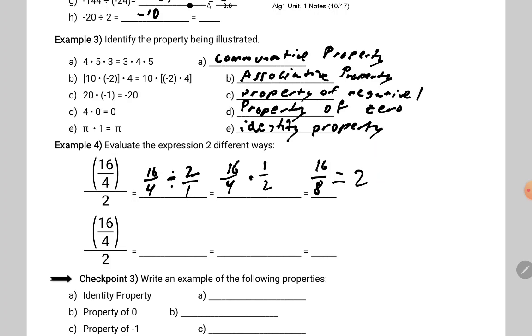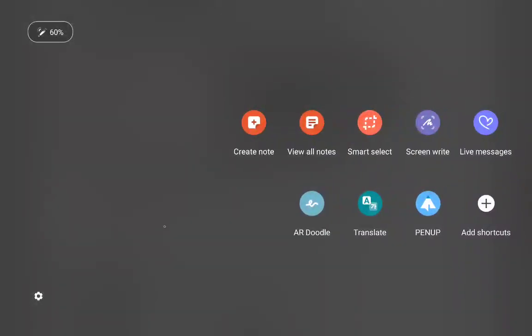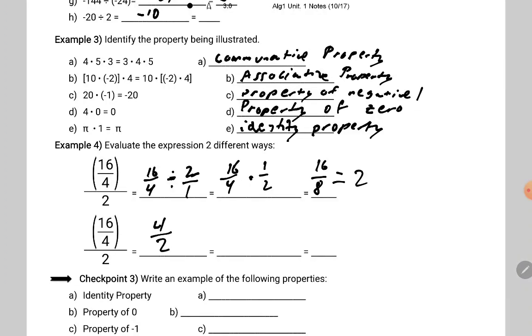Another way to look at it, we can look at the top. 16 divided by 4 is 4. And then we have 4 divided by 2, which is 2.